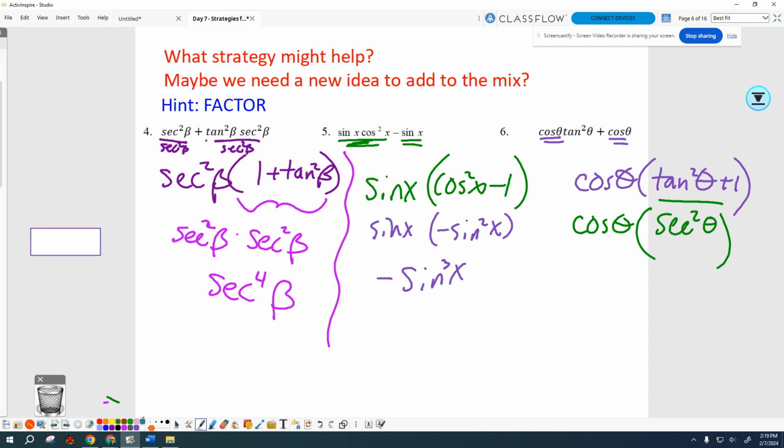Am I done or should I do something else? You can simplify the product. You write cosine of theta times 1 over cosine squared. Yeah, and then one of the cosines cancels. So we're going to turn it back into secant, I guess.